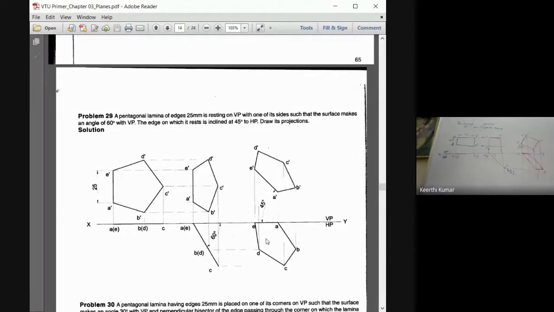With one of its sides such that the surface makes an angle of 60 degrees with VP. The edge on which it rests is inclined at 45 degrees to HP. Draw its projections.